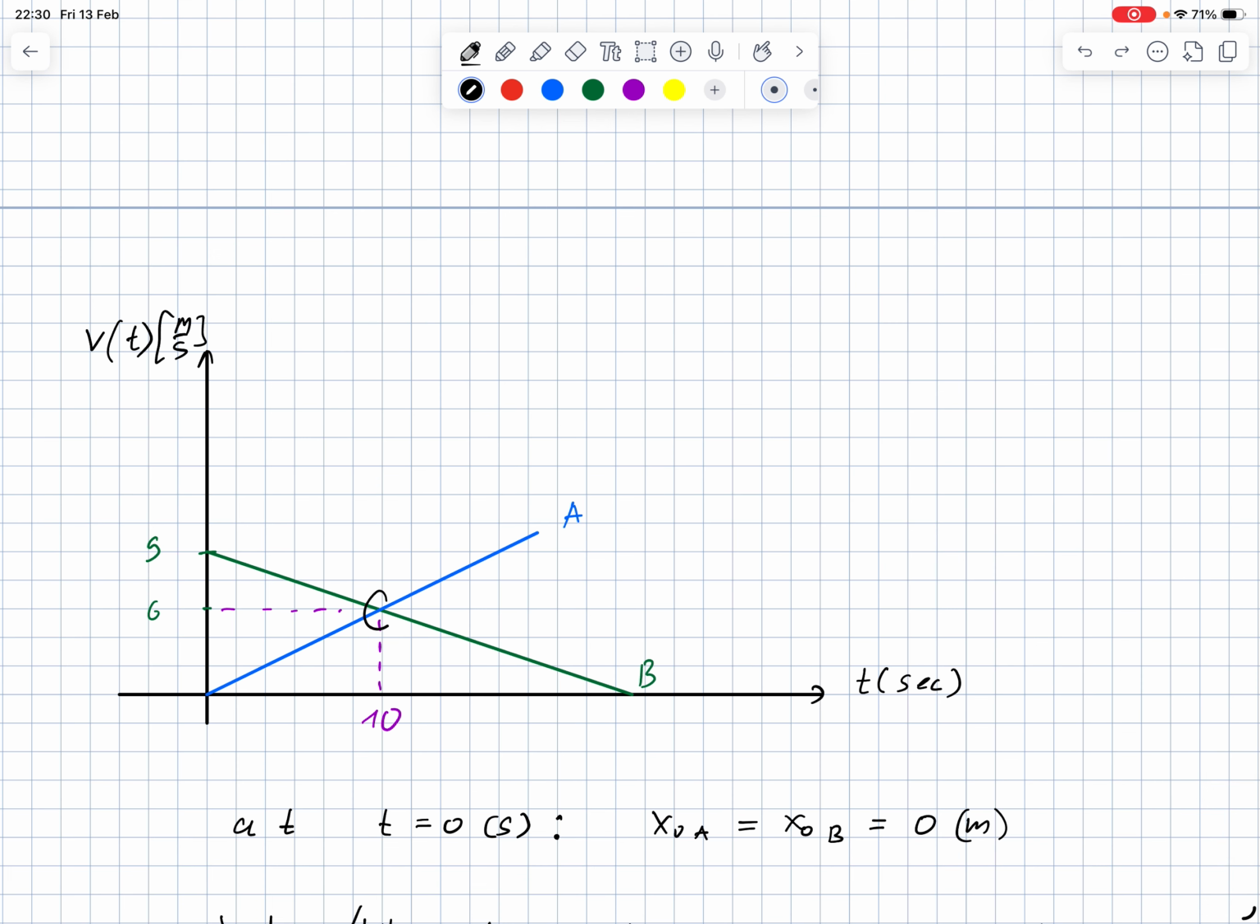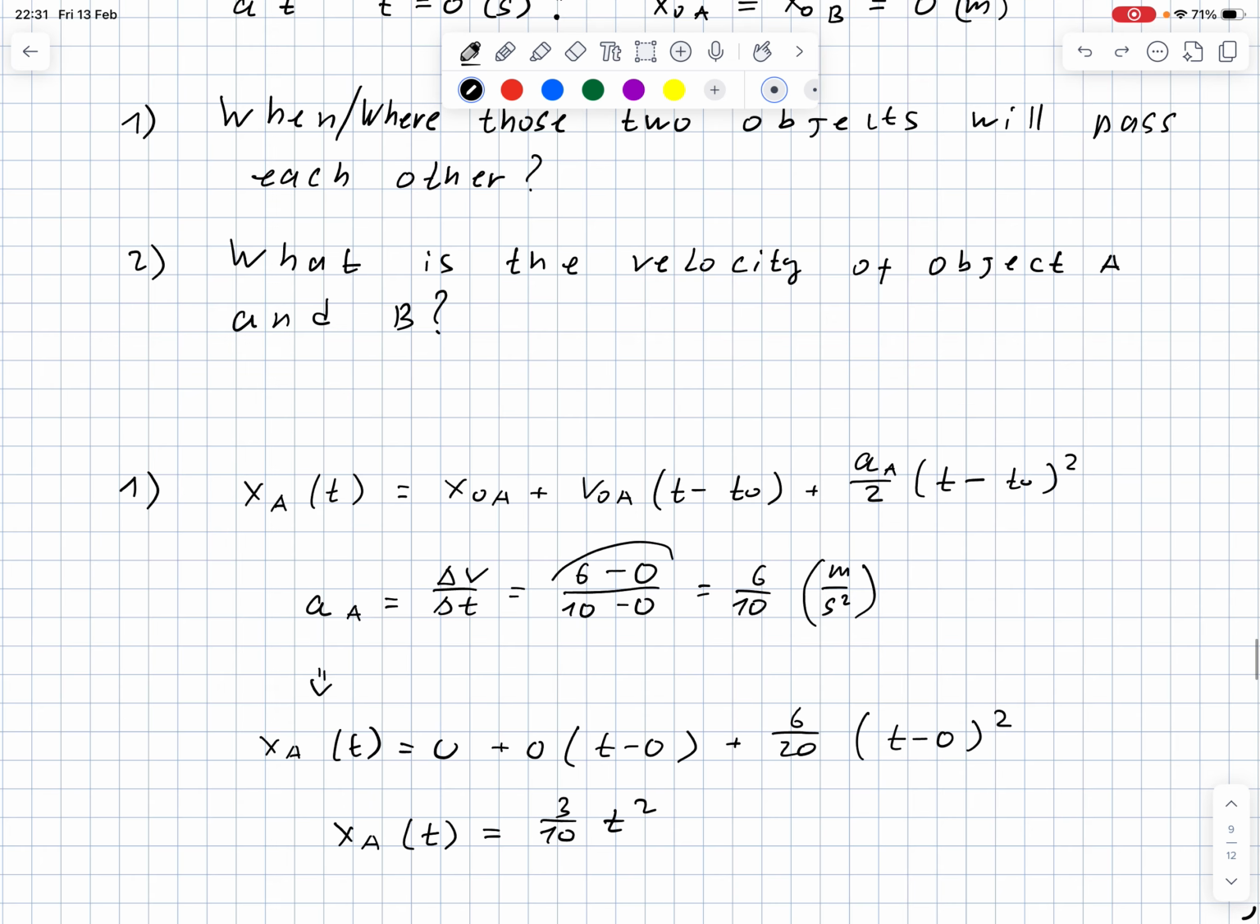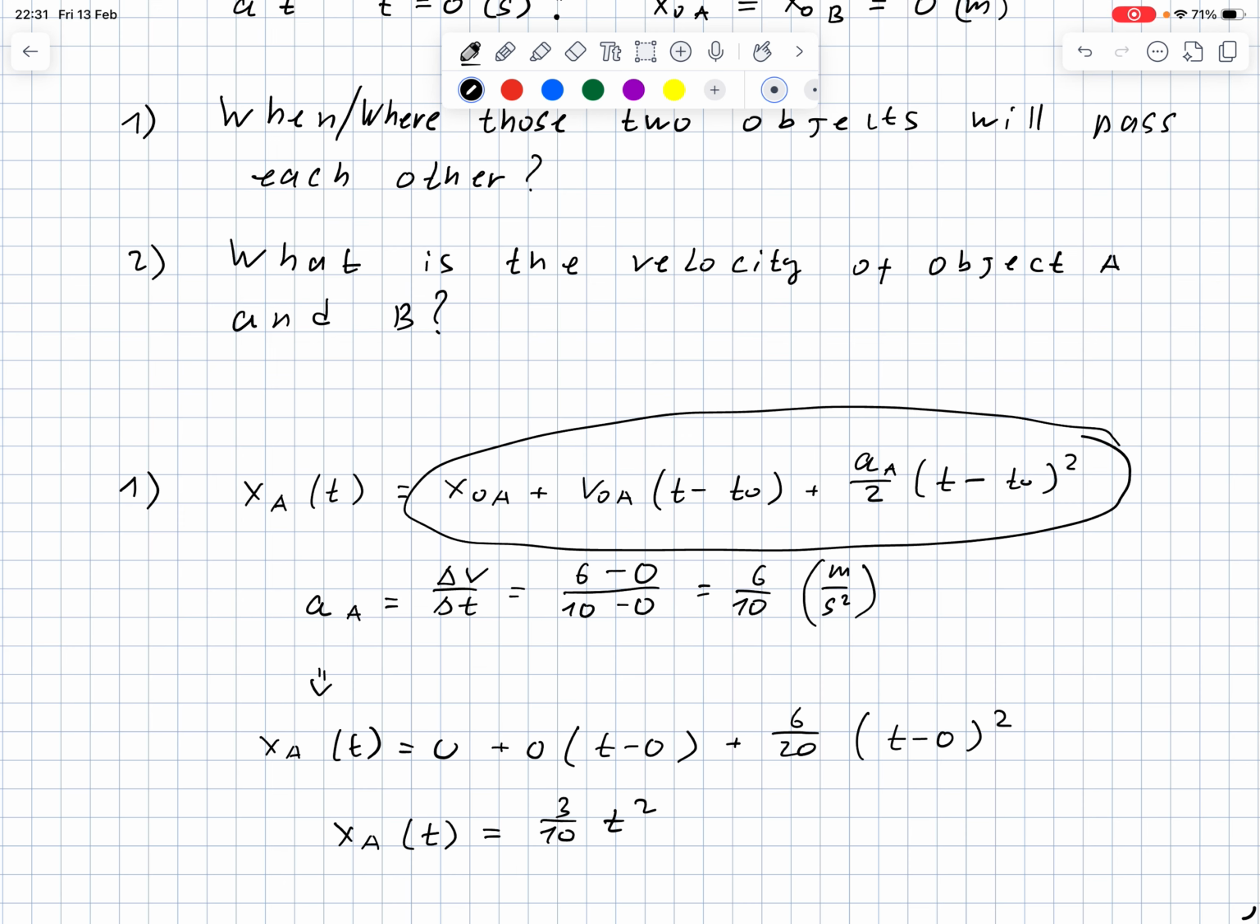When we look at delta V, it's actually 6 minus 0. And when we look at delta t, it is 10 minus 0. Let's see the calculation. This is the calculation. And finally, the acceleration of object A is 6 divided by 10 meters per second squared. And finally, we can substitute all those parameters with known values.